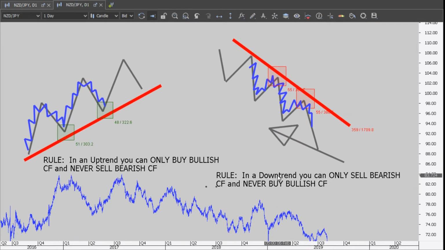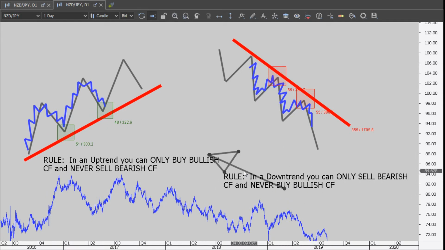Okay. Now this is for beginner traders, because we talked about already that we can trade retracements, right? But this is lesson number 1 on the candlestick formations. So those are the rules. In an uptrend, you can only buy bullish candlestick formations and never sell bearish. And in a downtrend, you can only sell bearish and never buy bullish. Okay? This is for today. Next webinar, we are going to talk some other stuff.